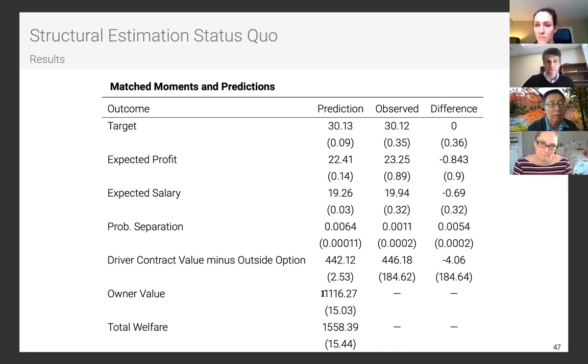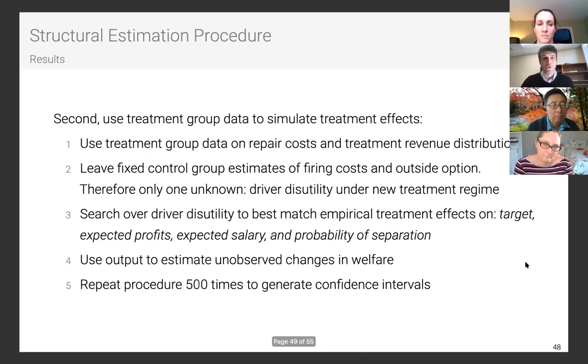We get value for the owner and total welfare, which is the benchmark that we then compare to what changes when we introduce monitoring. To evaluate monitoring, we take data from the treatment group and follow pretty much the same procedure with a few differences. The main difference is that we're leaving fixed some of the control group parameter estimates, namely firing costs and the outside option for the driver, since we don't think those should change from our intervention. That leaves us with just one unknown parameter to search over, which is the new driver disutility that they have now that they're forced to drive some different bundle of effort and risk, right?